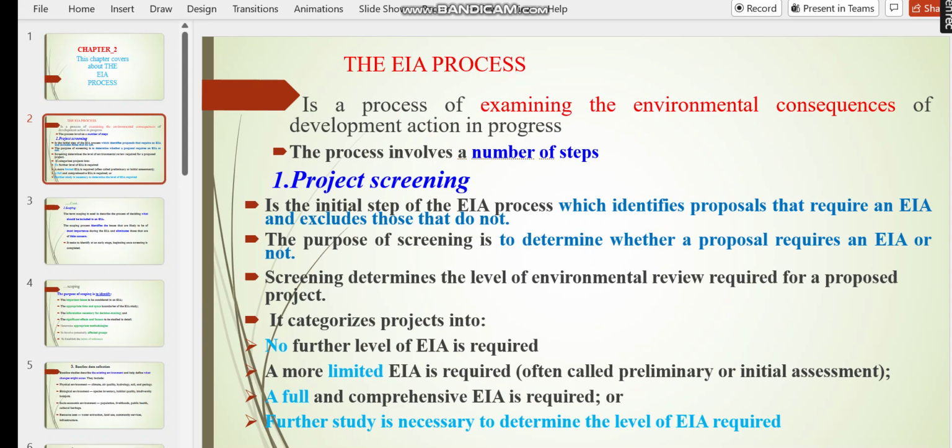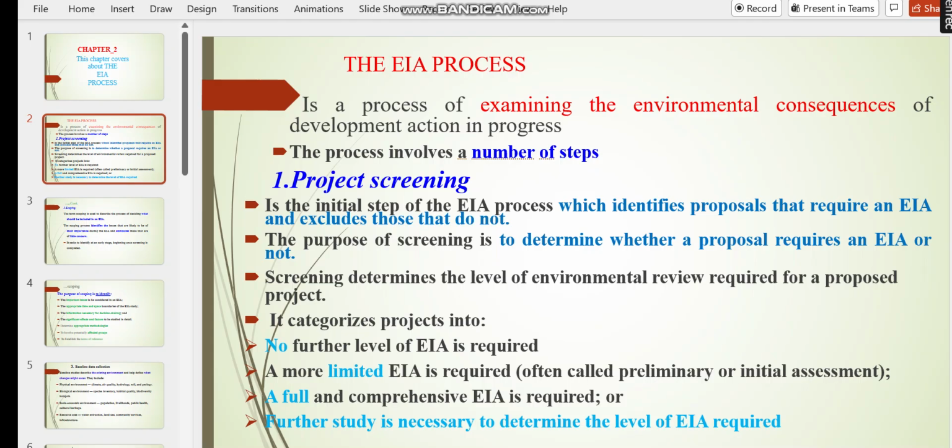When we say EIA process, it is a process of examining the environmental consequences of development action. The process involves a number of steps. The first step of this process is project screening. Screening is the initial step of the EIA process, which identifies proposals that require an EIA and excludes those that do not require EIA. The purpose of screening is to determine whether a proposal requires an EIA or not.